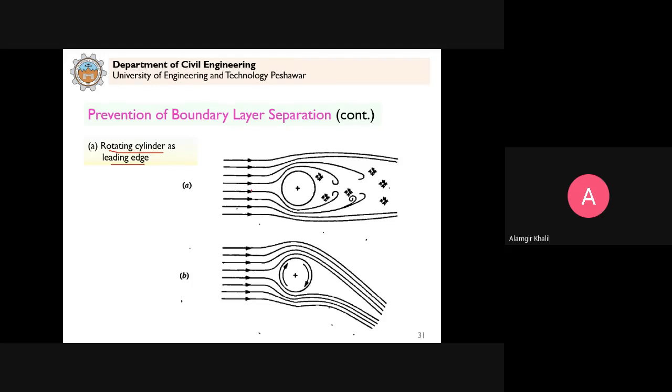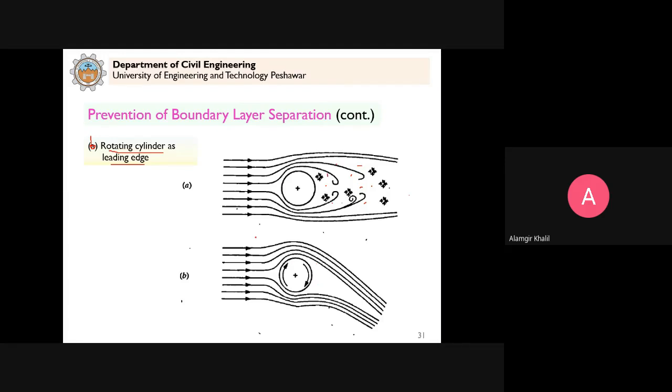Next, the second is rotating cylinder as leading edge. So in this case, you can see that this is B, and what is happening is that when the flow occurs, you can see the boundary layer separation, and this results in increased drag. If we want to reduce the boundary layer separation, we can rotate this cylinder. Rotate the cylinder, you can see that the streamlines have deviated, and this wake has been reduced. So it means that it will help reduce the drag force.